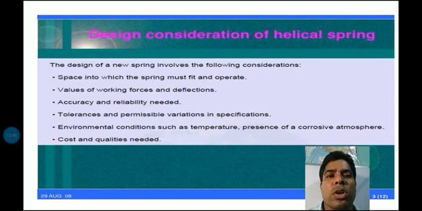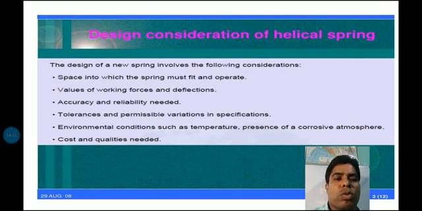Next, cost and quality are needed. Cost and quality needed means cost must be under the limit. If the price is too high, the customer cannot achieve this. So cost also should be calculated in the most effective way, using the material with high quality, and the cost must stay within the permissible limit.